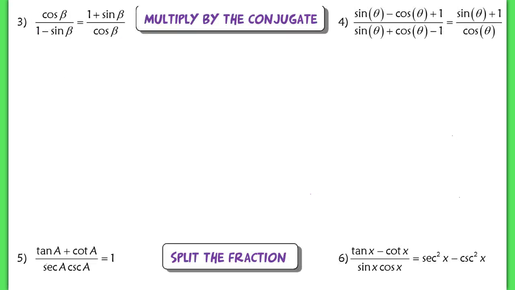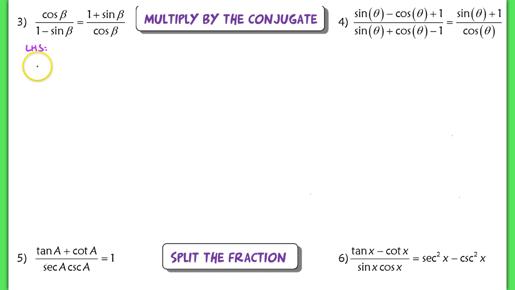Now in problems 3 and 4, I want to use a new strategy, which is multiplying by the conjugate. In objective 2, I actually stated this as creating a difference of squares. That's what happens when you multiply by the conjugate. So I'm going to look at the left-hand side here of this equation. I'm going to work on the left-hand side to show that this trig identity is true.